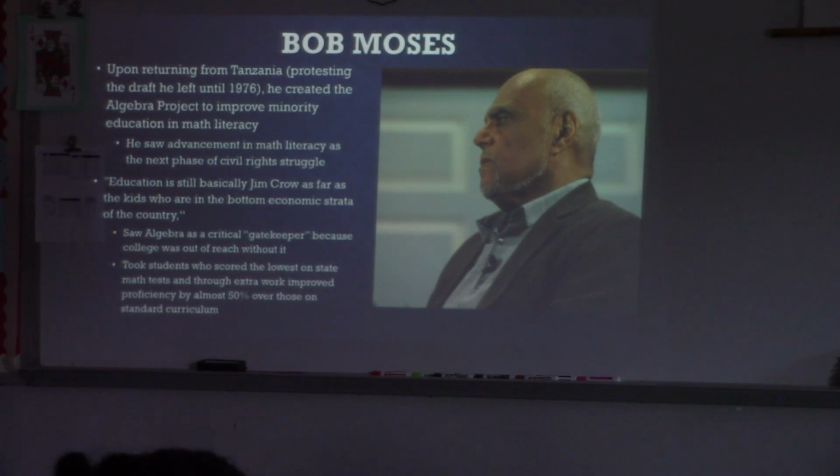And this quote from him in 2013 absolutely blew me away, where he said, "Education is still basically Jim Crow as far as the kids who are in the bottom economic strata of the country." That's not the 60s, it's not the 70s, it's not the 80s, that's in 2013.